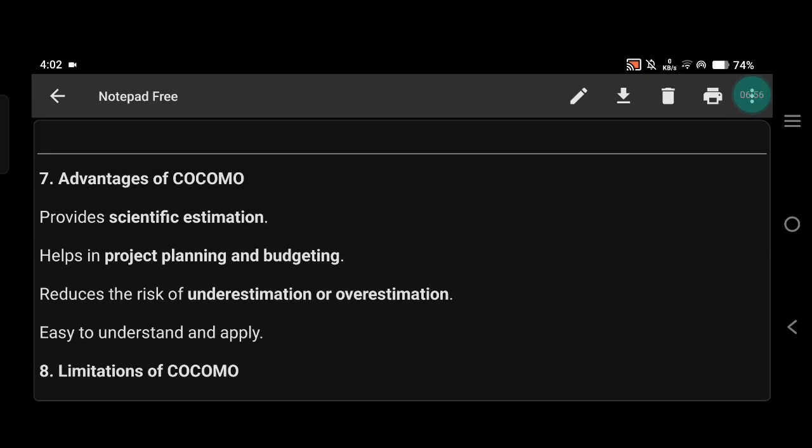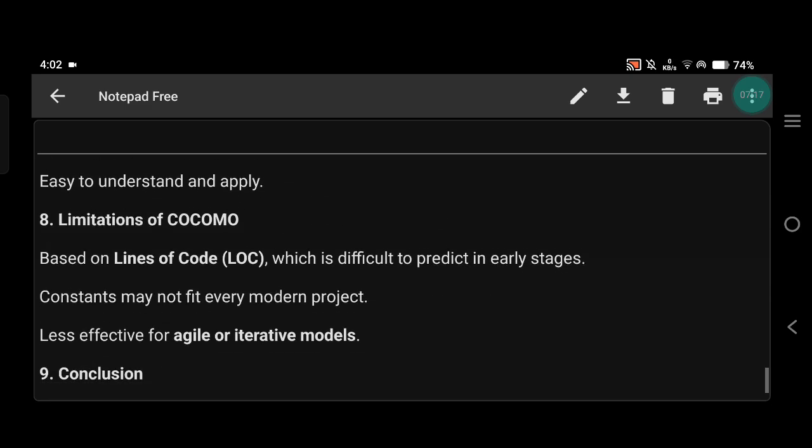Then advantages of COCOMO. First, it provides a scientific way of estimation. Then it helps in budgeting and project planning. Then it reduces the risk of overestimation or underestimation. Then it's easy to understand and apply.